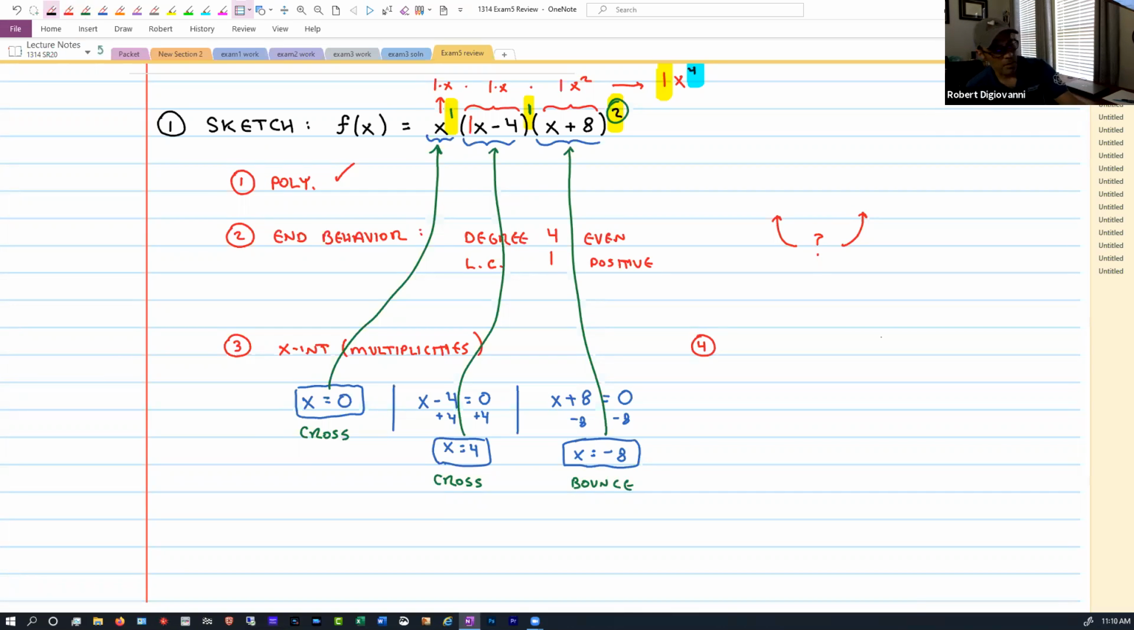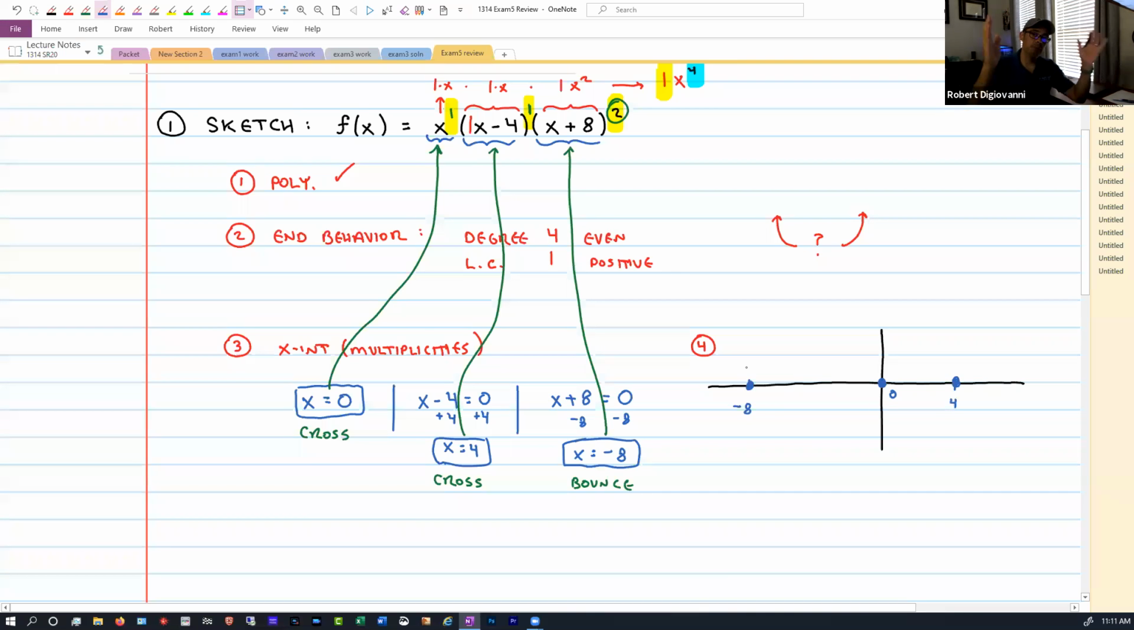So I always like to start off with my X and Y axes. And now let's go ahead and draw this thing. I'm going to put my X-intercepts first. So I know I hit at 0, at 4, and over here at -8.